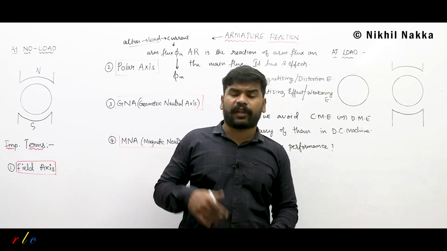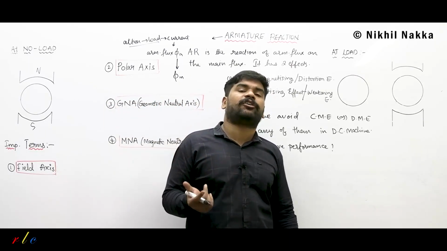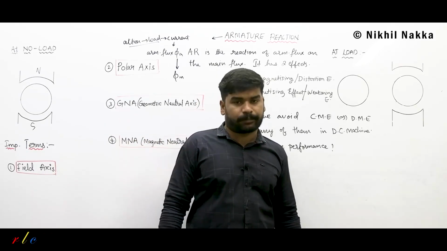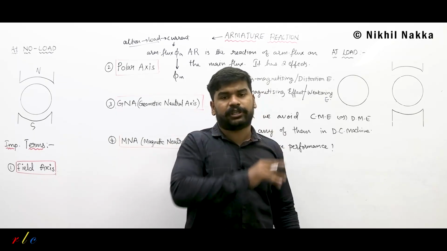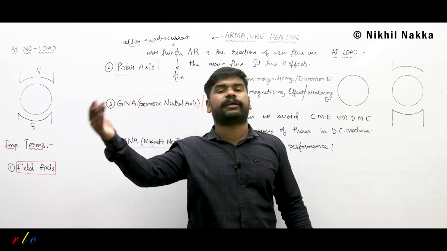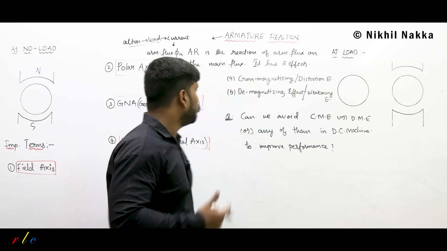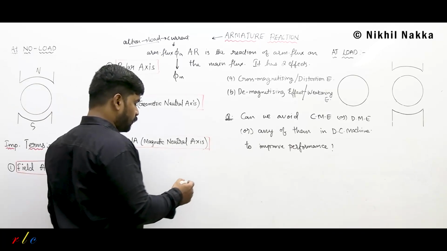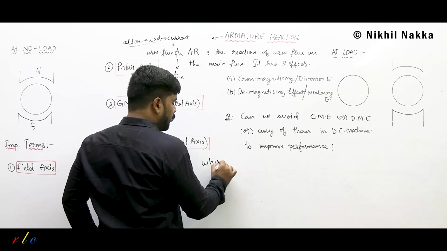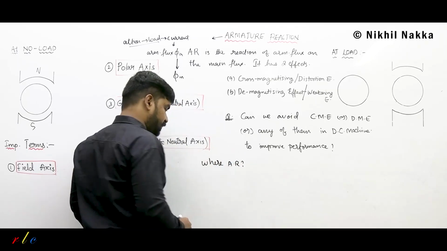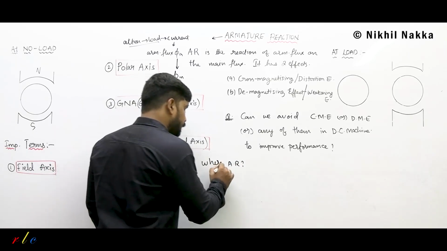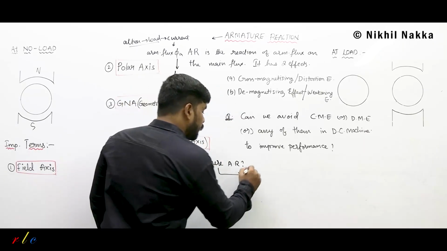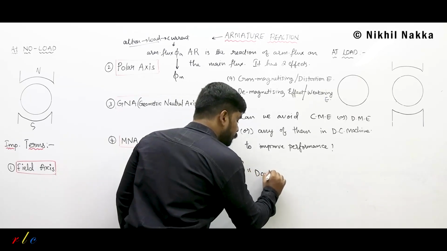Now we will see in which machines we actually find this phenomenon of armature reaction. Is it limited only to DC machines, or is it found in other machines also? That is my question. Where do you find armature reaction in general electrical machines? The answer is that armature reaction is a phenomenon strictly restricted to double excited machines.